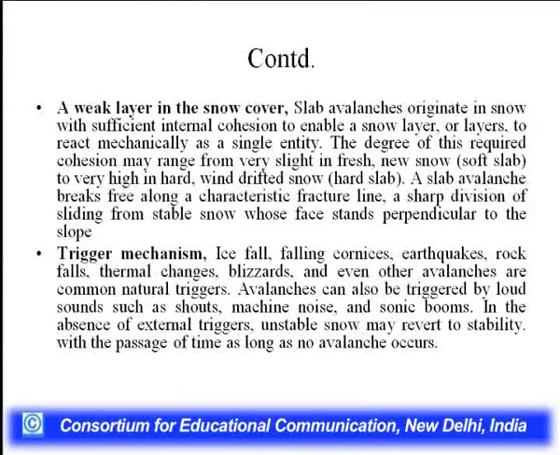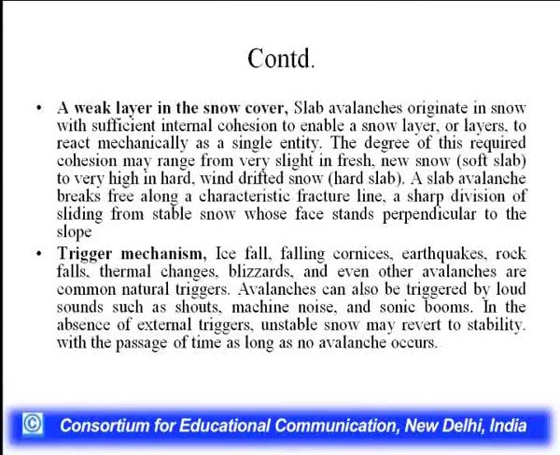A weak layer in the snow cover is another important factor. A slab avalanche originates in snow with sufficient internal cohesion and breaks along a characteristic fracture line, and it is very important to understand also the different types of triggering mechanism. It may be ice fall, earthquake, rock falls, thermal changes, blizzards, and even other avalanches are the common natural triggering factors. These are some of the inducing factors. Avalanches can also be triggered by loud sound such as shouts, machine noise, and sonic booms.